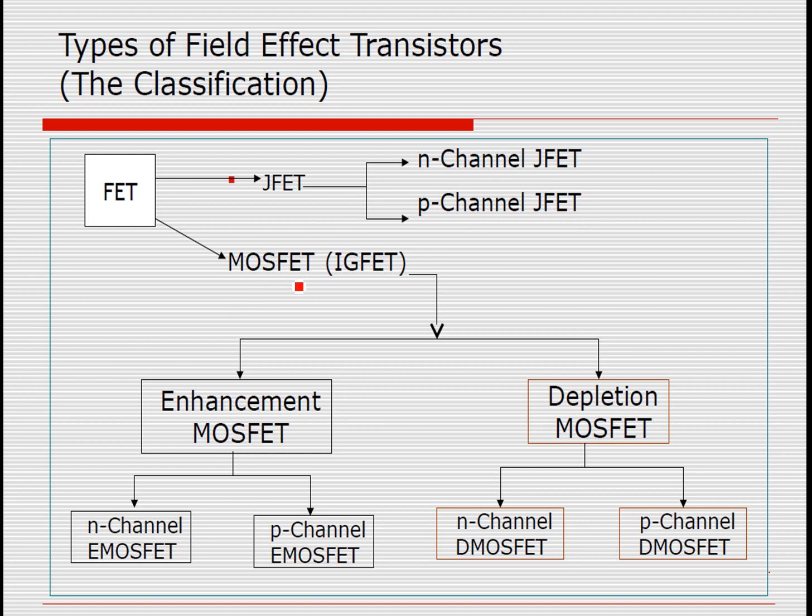And MOSFETs are further classified into two types: one is enhancement MOSFET and another is depletion MOSFET. And these two MOSFETs are classified again as N-channel enhancement MOSFET and P-channel enhancement MOSFET, and in the case of depletion MOSFET, N-channel depletion MOSFET and P-channel depletion MOSFET. So these are the classifications of field effect transistor.